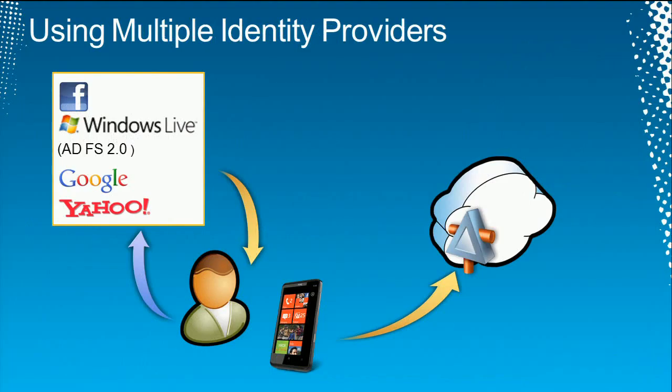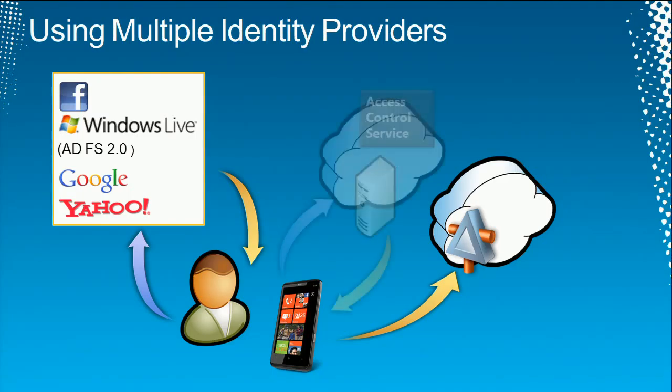All right, so now to talk about multiple identity providers, moving a little bit outside of the line of business application scenario. In this case, if you want to write a phone application and access a service using a variety of identity providers, you might still want to use ADFS, but you also want Facebook, LiveID, Yahoo, Google. Managing all of that in your service is a bit cumbersome.